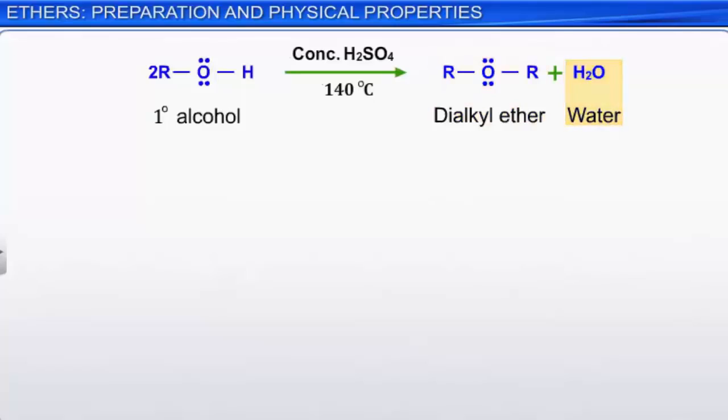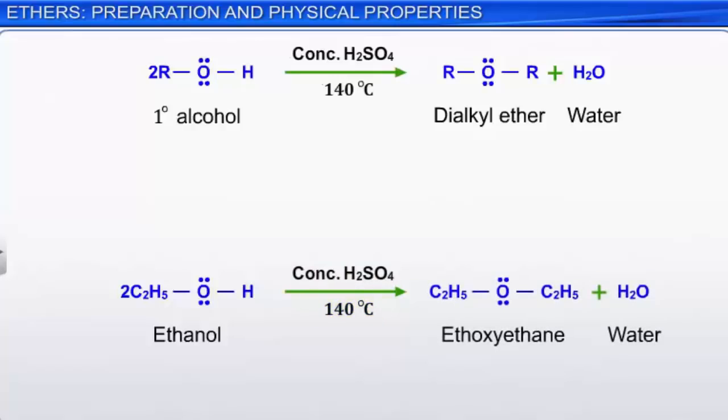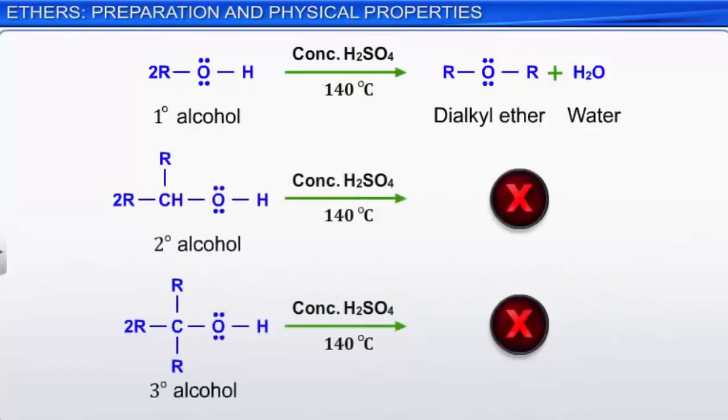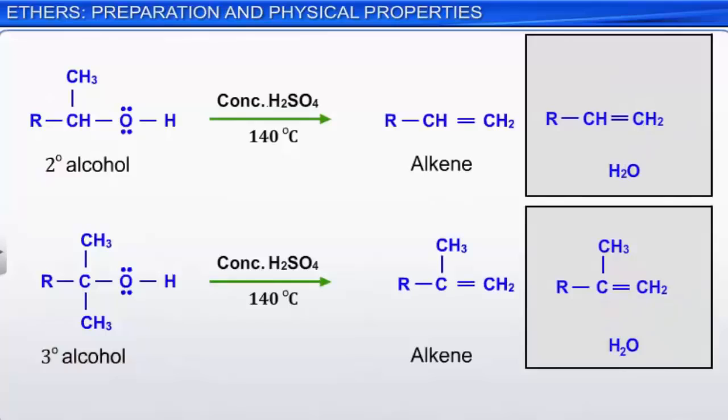For example, two molecules of ethanol undergo dehydration in the presence of concentrated sulfuric acid at 140 degrees Celsius to form ethoxyethane. This reaction does not work with secondary and tertiary alcohols. Note that secondary and tertiary alcohols produce alkenes via elimination.